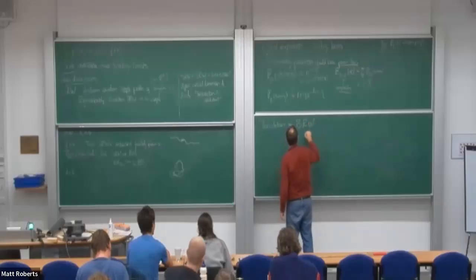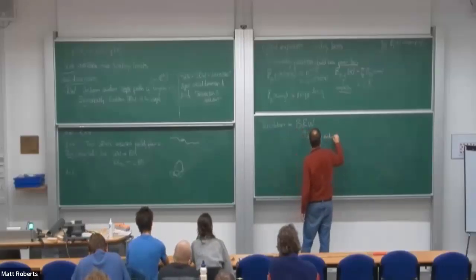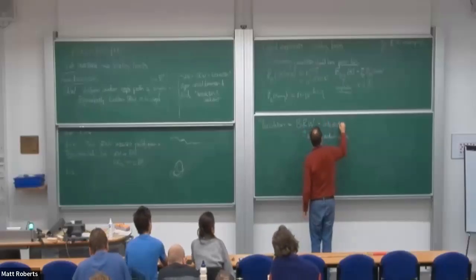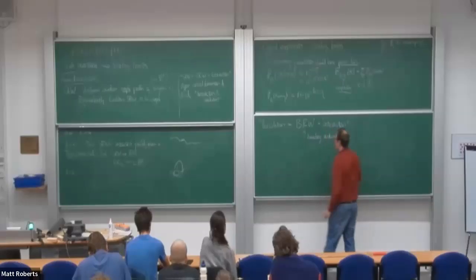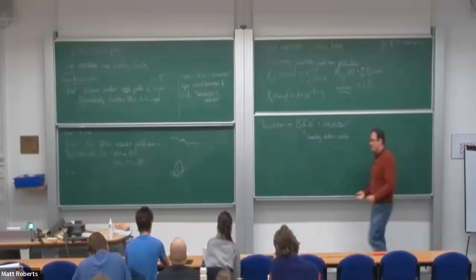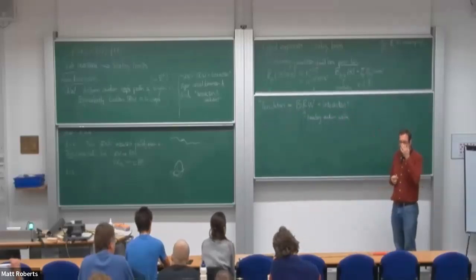So the idea is that percolation is like branching random walk, plus interaction. Okay, so let me explain what I mean by that. So what is branching random walk?